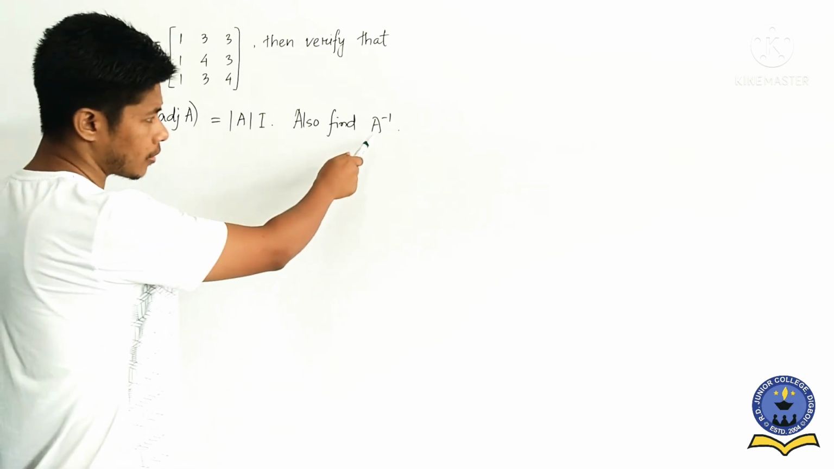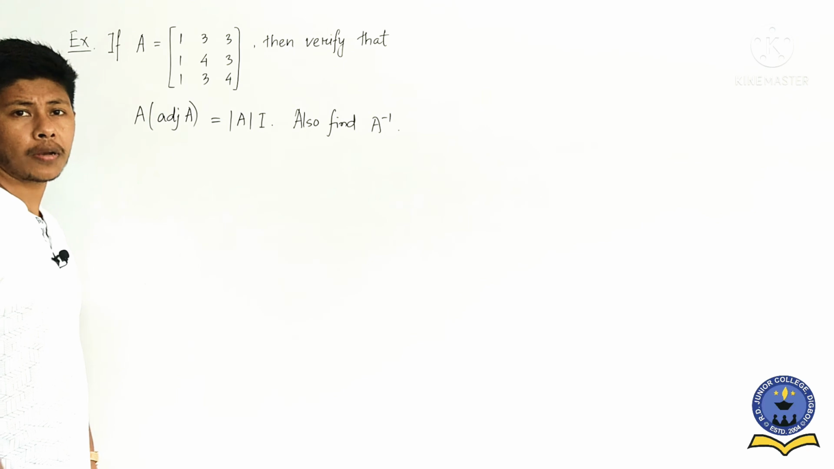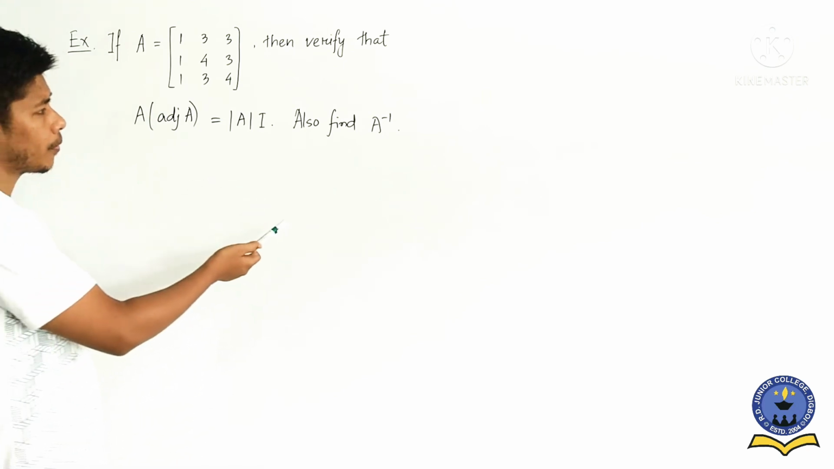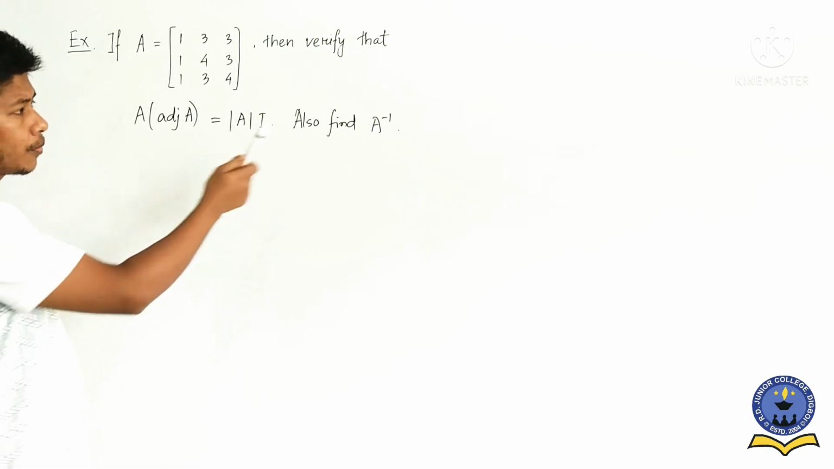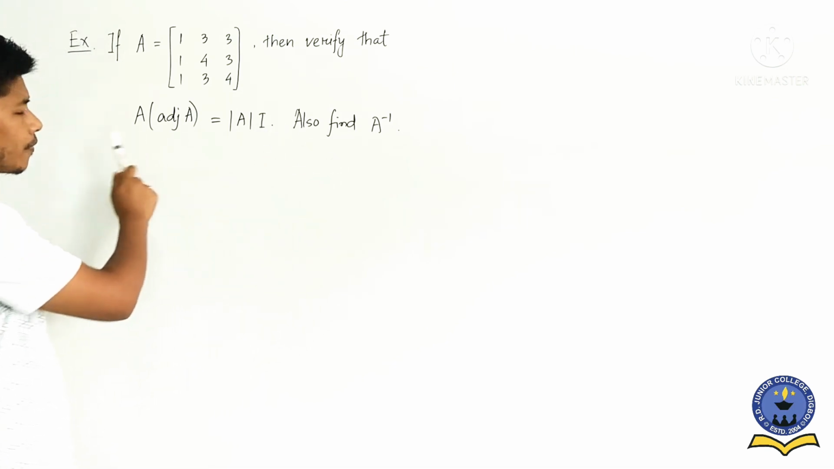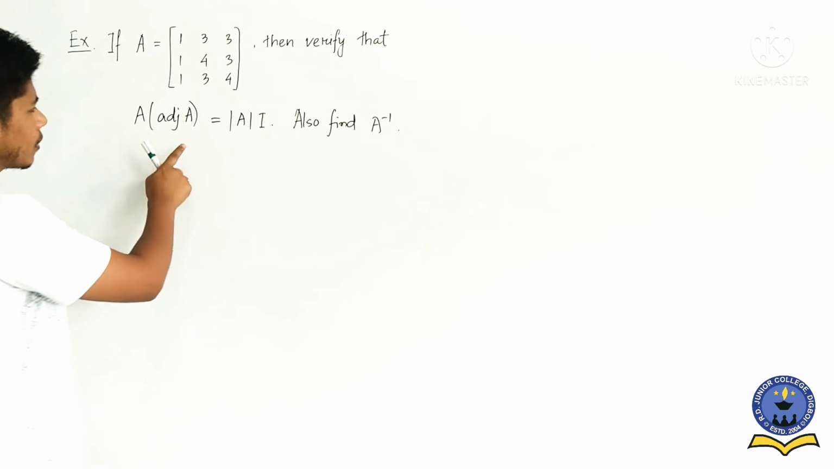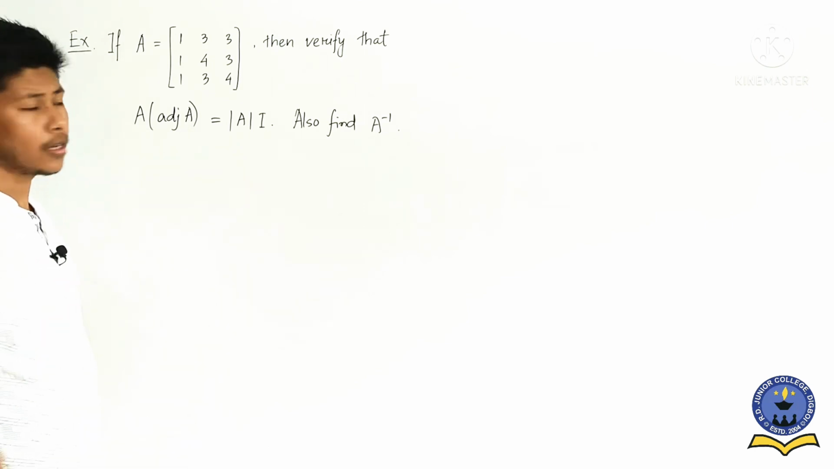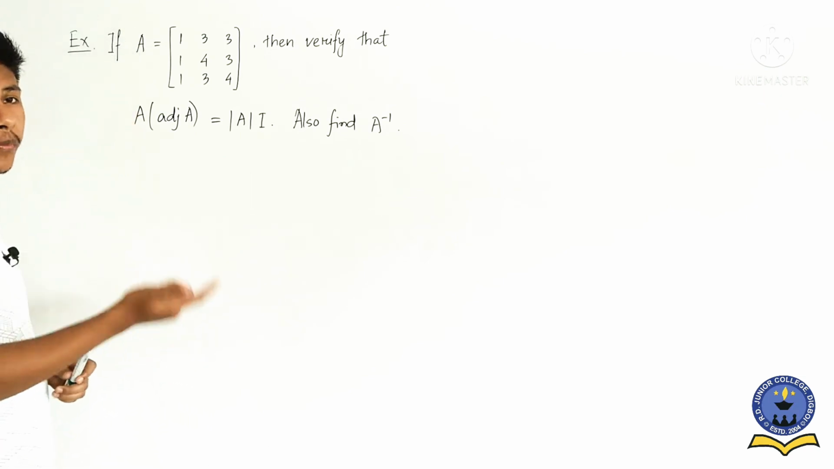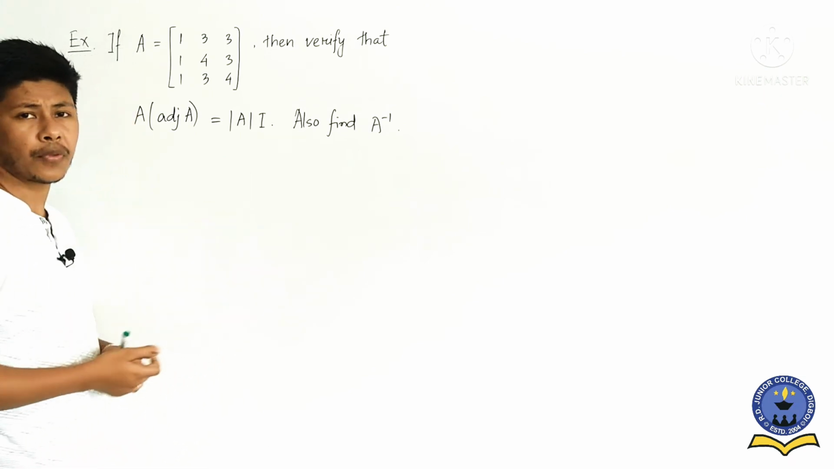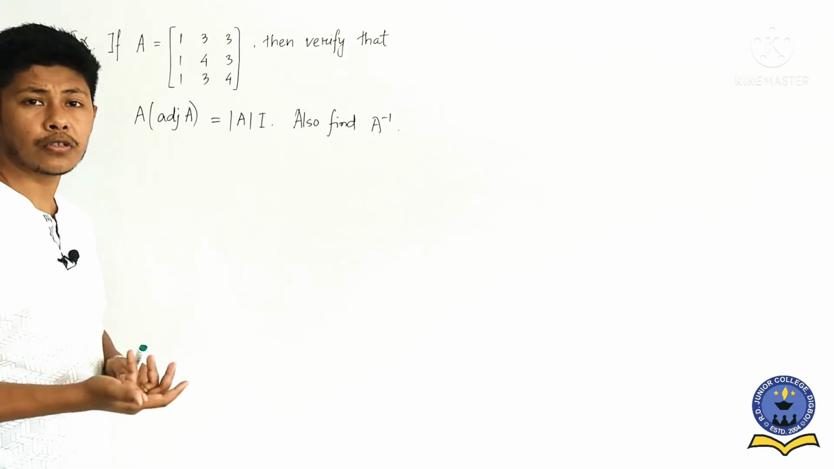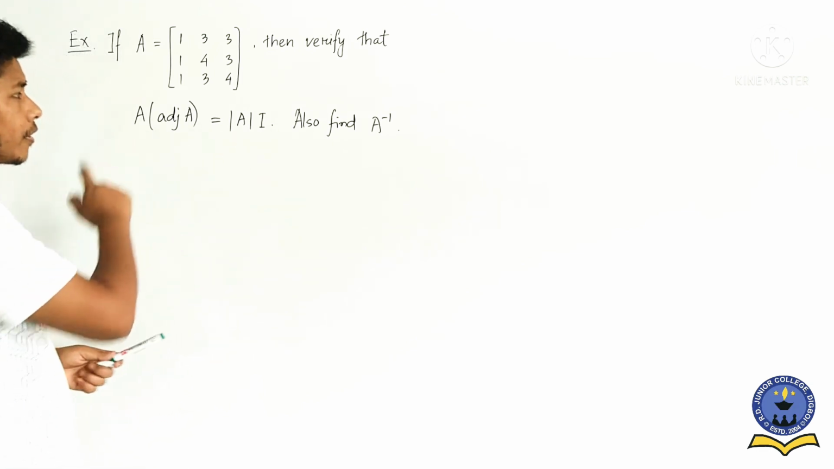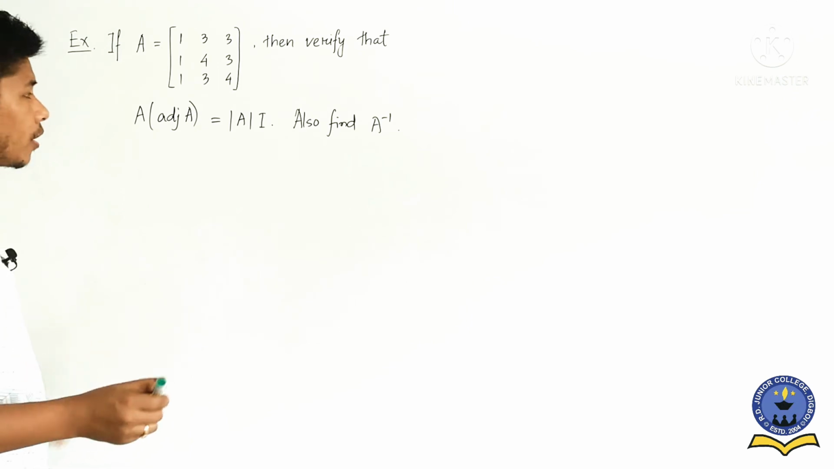We already discussed the formula of A inverse: 1 by determinant of A into adjoint of A. So we need the determinant of A and the adjoint of A. Before finding A inverse, first we have to verify this result. At first we have to find the determinant of A, because if the determinant of A is equal to 0, then it is not invertible, and only otherwise can we find A inverse.